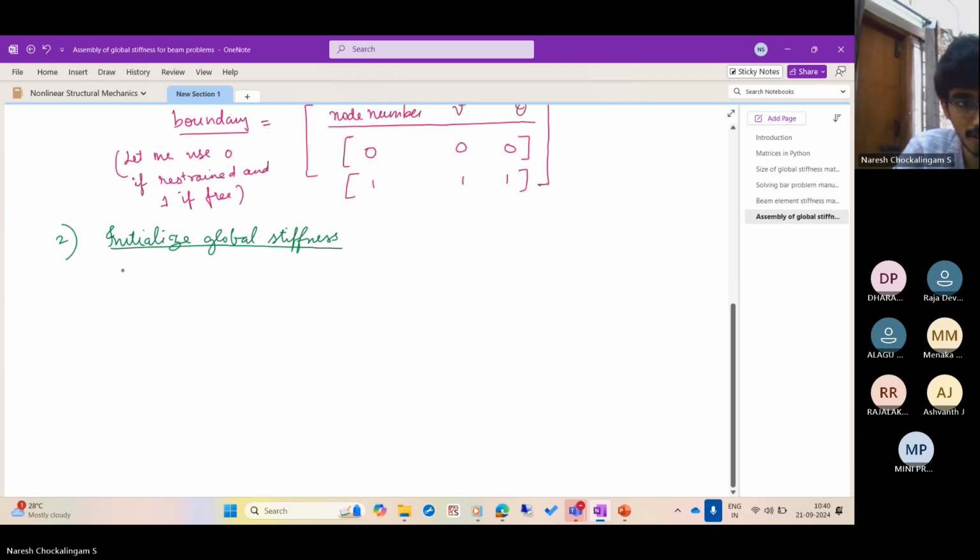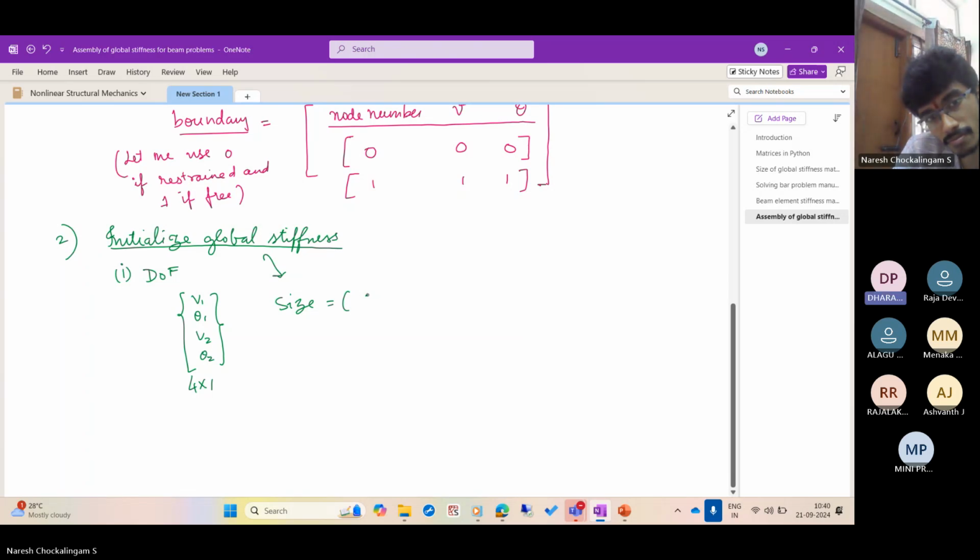First thing, what is the degree of freedom matrix for this problem? We have two nodes. So V1 theta 1, V2 theta 2. So it is 4 cross 1. Similarly, you have 4 forces. So the size of the global stiffness matrix is what? It is 4 cross 4.